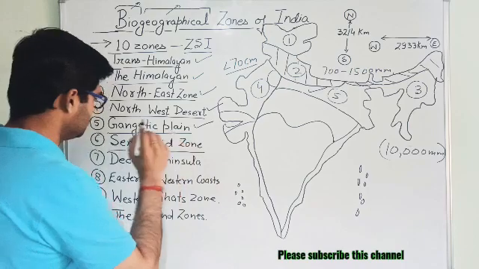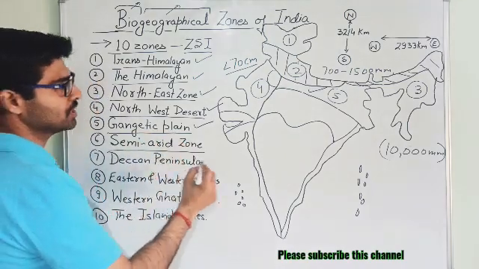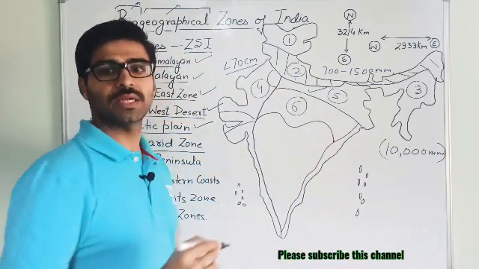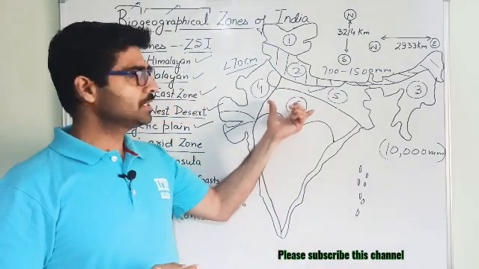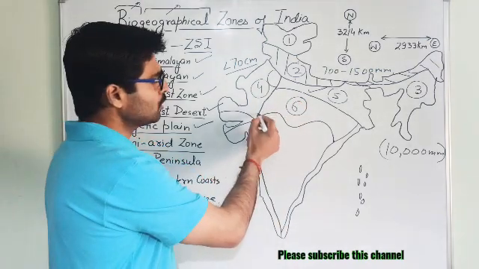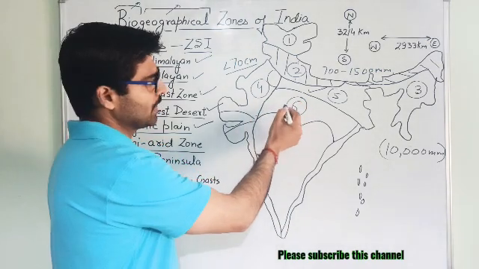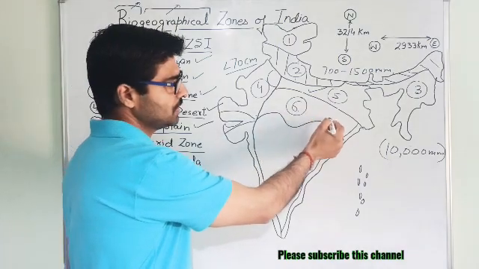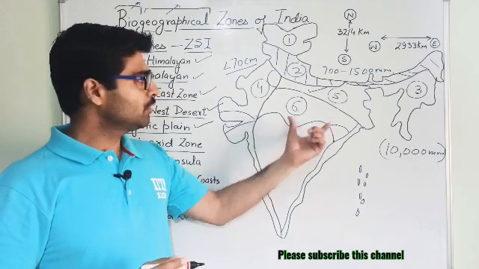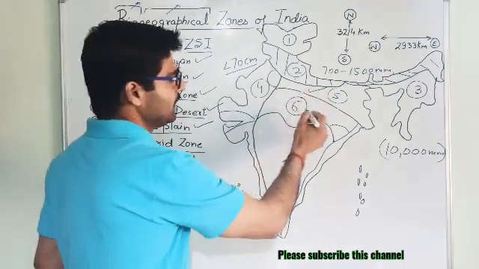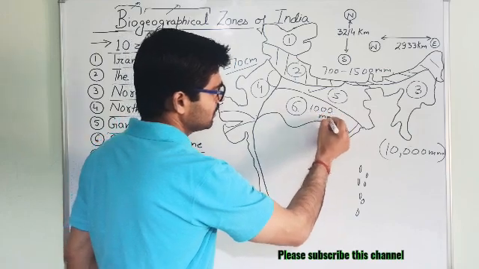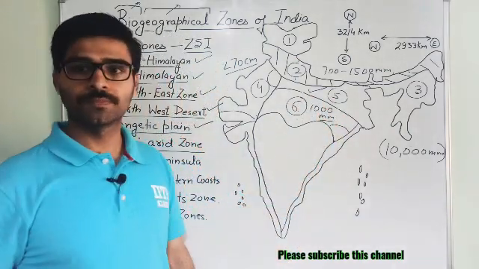Next is the semi-arid zone, the sixth part. This zone of India is the semi-arid zone, the central part of India. It includes some part of Gujarat, MP, Chhattisgarh and Odisha. Here rainfall is also less than or about 1000 millimeters.